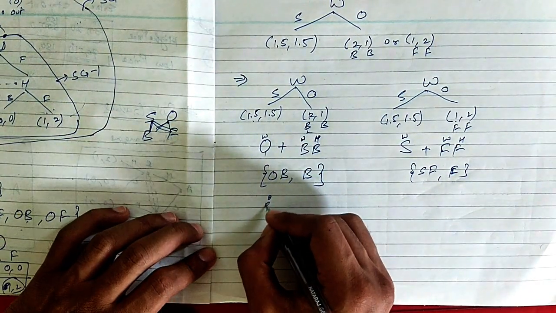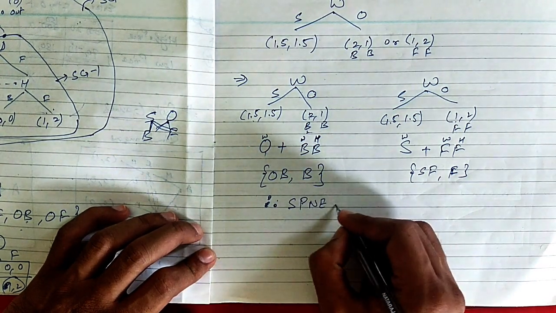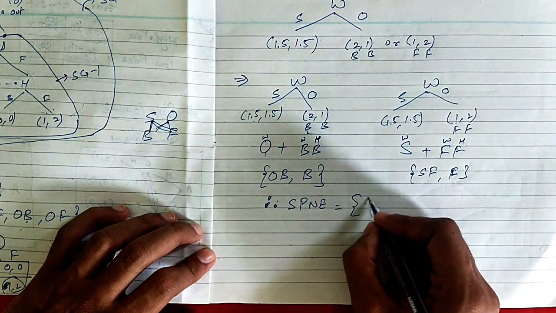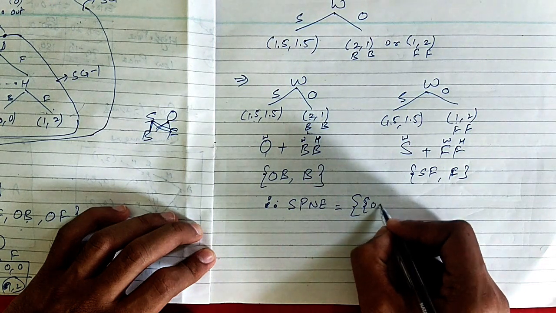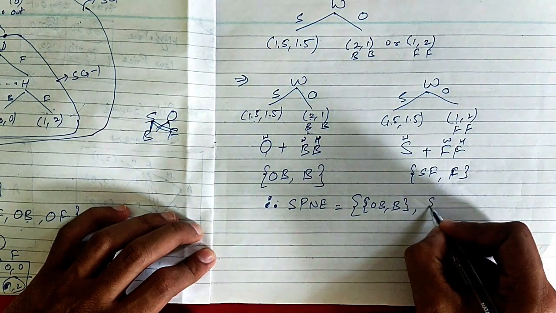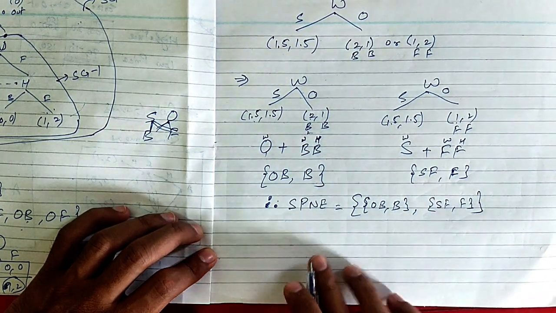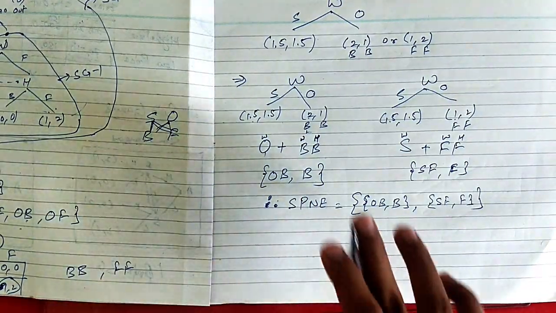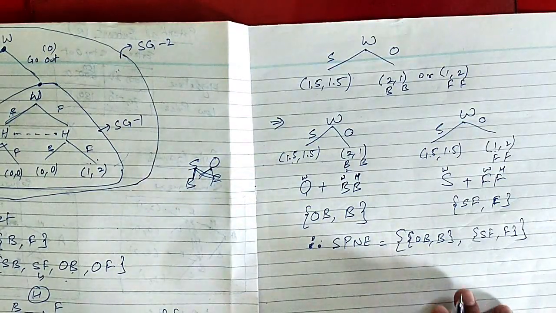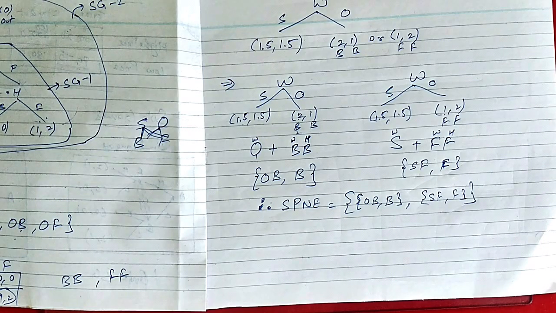You just have to finally conclude your SPNE, that is sub game perfect Nash equilibrium, and write all the two, sorry. OB comma B comma SF comma F. So this is your sub game perfect Nash equilibrium, and this is how you are gonna solve it. Okay, this should be your presentation. Also write some English and you will get full marks.